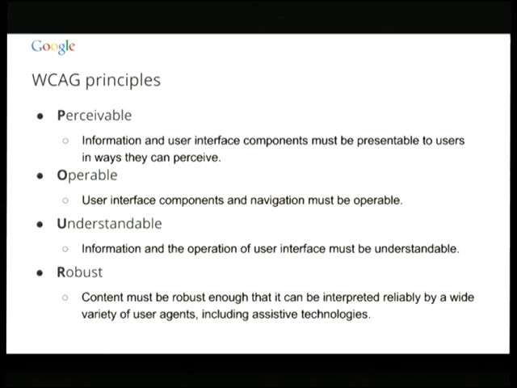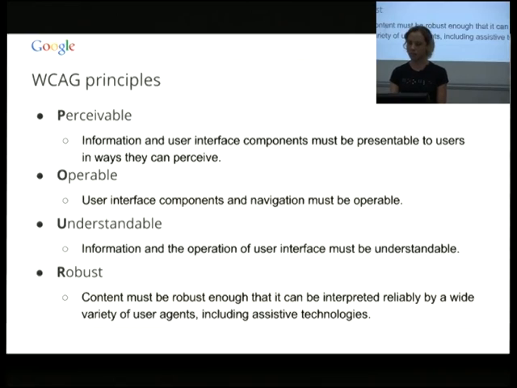So perceivable implies that information and user interface components must be presentable to users in ways they can perceive. So again, in the case of a screen reader, this means that you have to have text alternatives, things like that. Operable implies that you've thought through things like this hover interaction, making sure that people who can't use a mouse can still interact with that element.